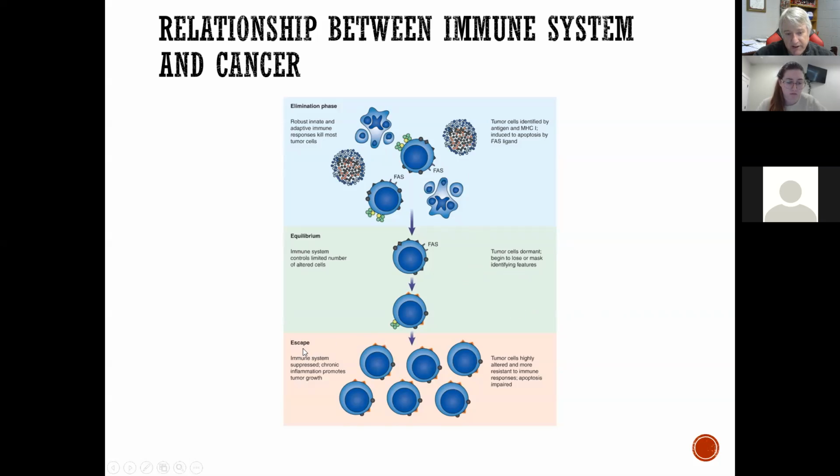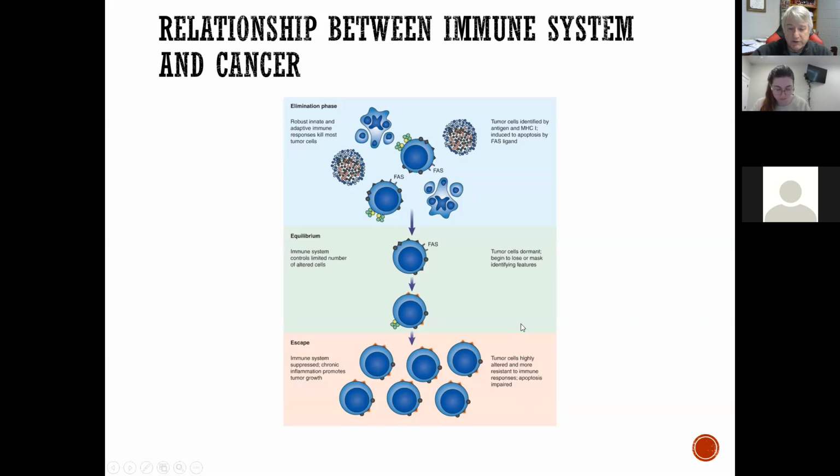And then lastly, escape. The immune system is suppressed. Chronic inflammation promotes tumor growth. So we think of chronic inflammation, we think of autoimmune disorders, we think of rheumatoid factor, where the immune system is suppressed, so it can't take care of a tumor cell like it normally would. And tumor cells are highly altered at this point, more resistant to immune responses, and apoptosis is impaired.